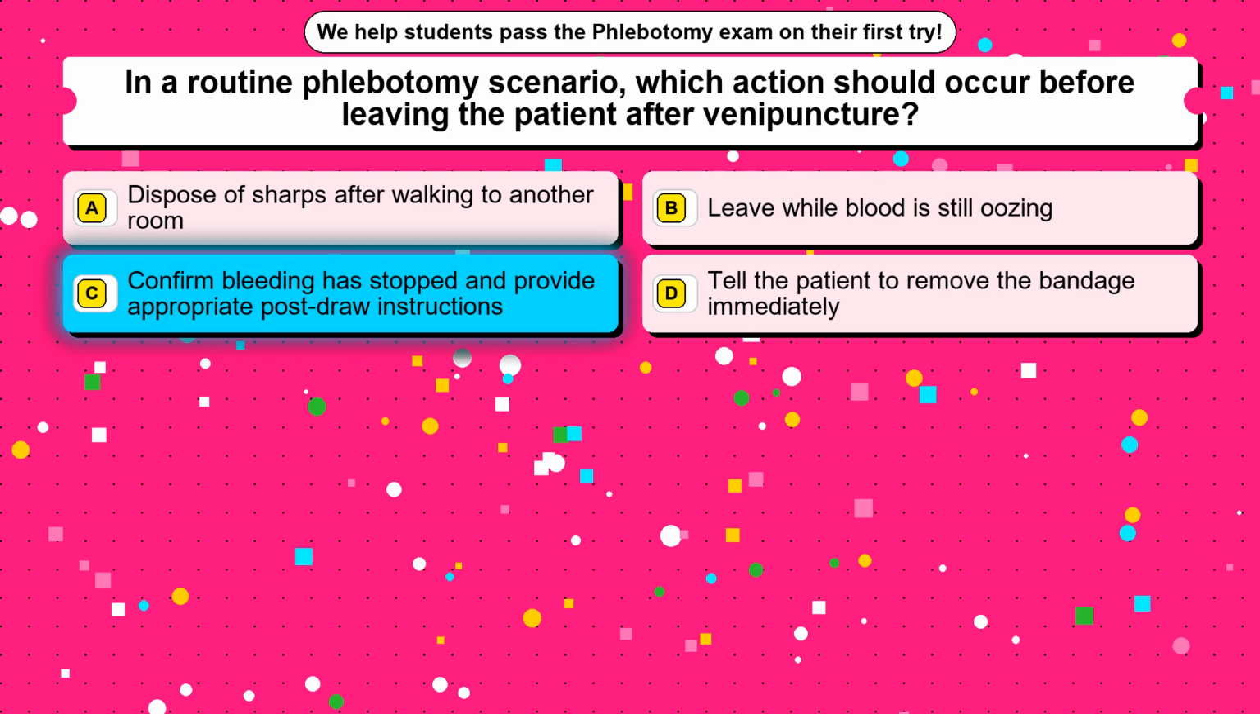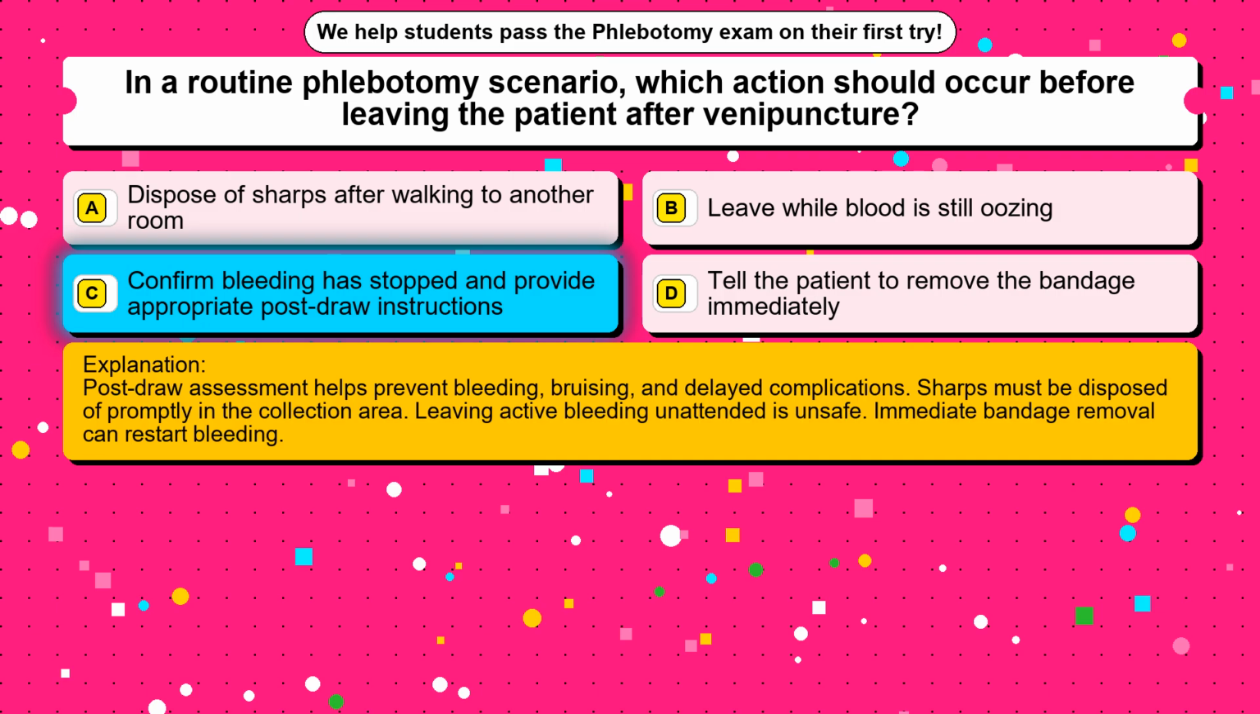The correct answer is option C. Confirm bleeding has stopped and provide appropriate post-draw instructions. Post-draw assessment helps prevent bleeding, bruising, and delayed complications. Sharps must be disposed of promptly in the collection area. Leaving active bleeding unattended is unsafe. Immediate bandage removal can restart bleeding.